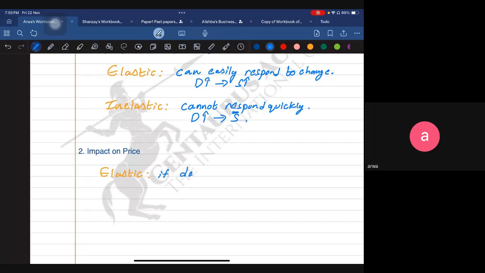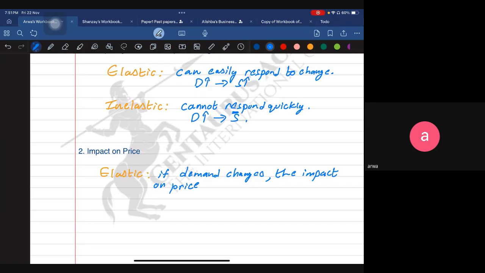If demand changes, what is the impact on price? If demand is increasing, the prices... okay, wait, let me think. According to the law of demand, when prices increase, demand decreases. So if you see it vice versa, when the prices increase, the demand increases, right?